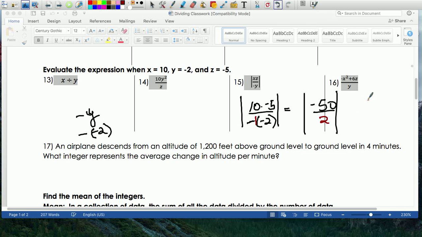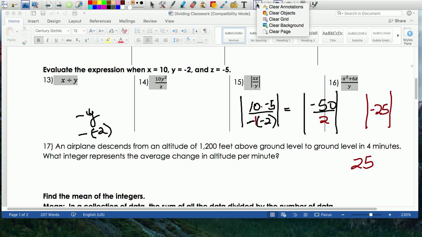Don't take the absolute value yet. Let's go ahead and divide negative 50 by 2. That's going to give us negative 25. Now I can take the absolute value of negative 25, and we're measuring the distance that number is away from 0. So negative 25 is 25 units away from 0, and that's my final answer.